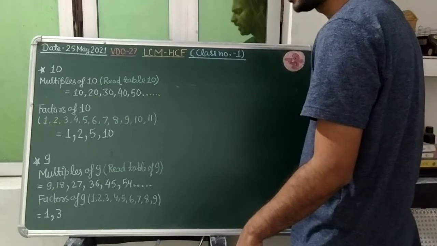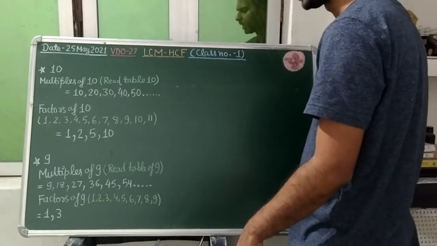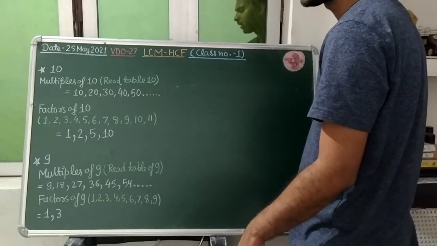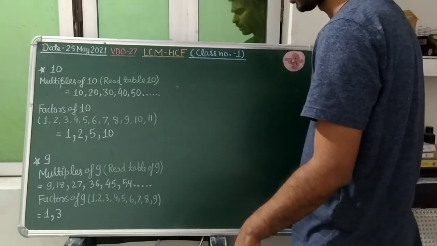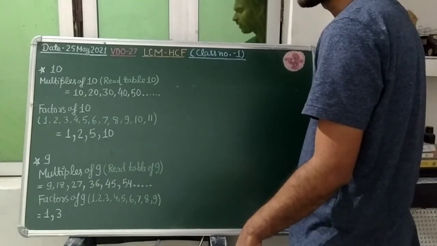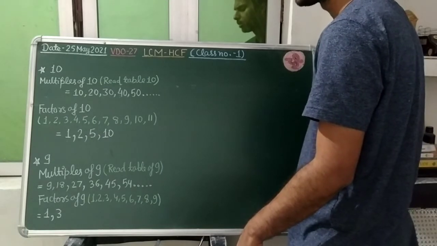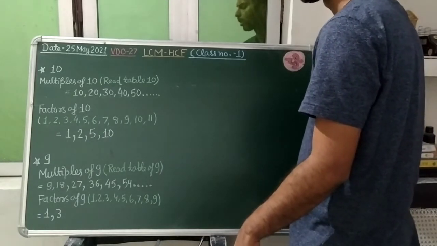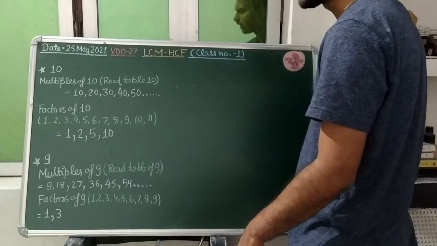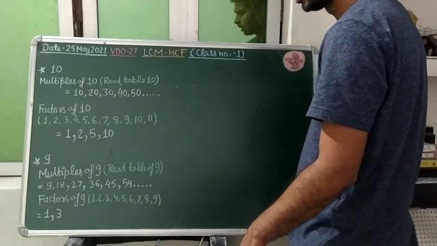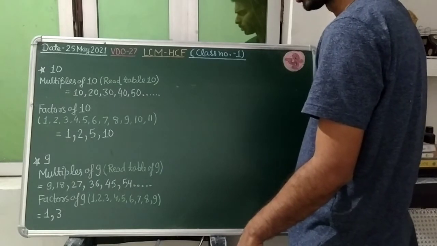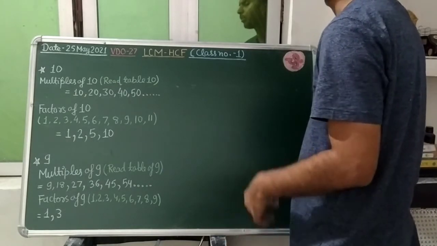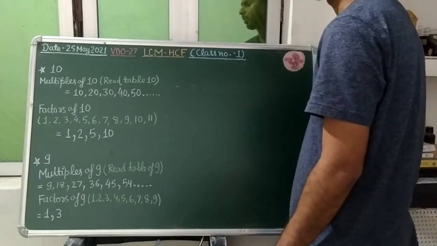Will 5 divide the 9? No, 5 ones are 5, 5 twos are 10, 5 threes are 15. 9 is not coming in the table of 5. So 5 will not be the factor of 9. Will 6 divide the 9 completely? No, so 6 will also not be the factor of 9. Will 7 divide the 9 completely? No. Will 8 divide the 9 completely? No. So 7 and 8 also will not be the factor of 9.